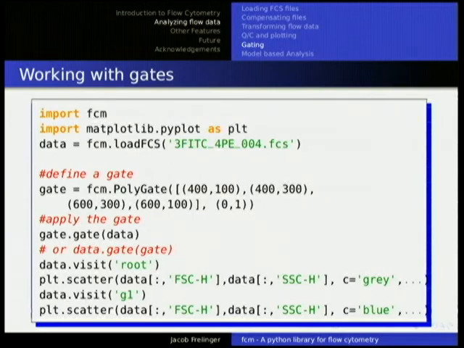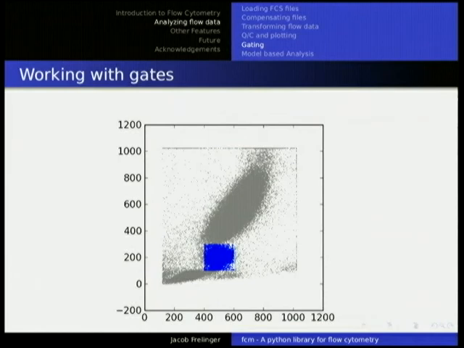One thing of note here is we store all of the analysis in the FCM data object. As you gate, you build up a tree. You can move up and down each population as you go through. So that's what this data.visit root and data.visit G1 is. So we visit the original population and we're plotting it in gray. And then we visit into our gated population and then plot it in blue to get you a picture like this.